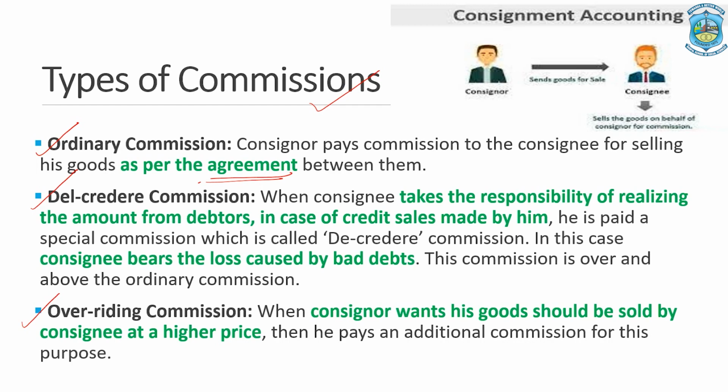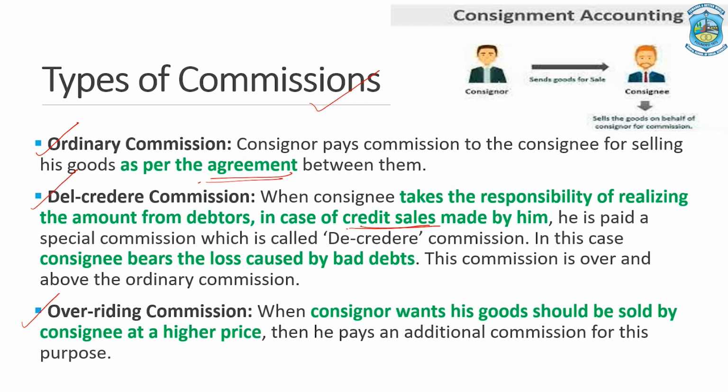The second type of commission is Del-credere commission. Now this type of commission is paid to the consignee when the consignee sells the goods on credit. Yes, now we know that selling goods on credit is very important to actually increase our sales. So when the consignee sells the goods on credit, he is paid the Del-credere commission.